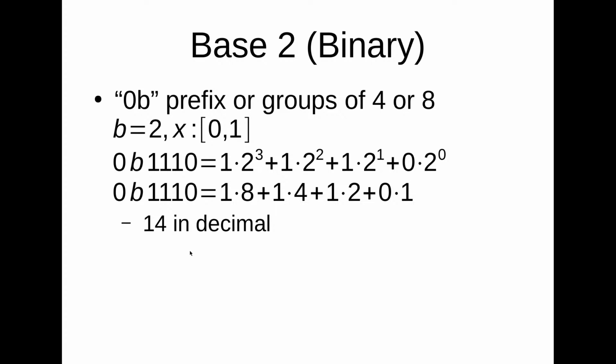And then the natural, I guess, base for computers is base 2 or binary, and you'll often see them either with a 0b prefix in front, or more commonly it's just groups of 4 or 8 zeros and ones. So the digits go from 0 to 1, and for example 1110 in binary means 1 times 2 to the 3rd plus 1 times 2 to the 2nd plus 1 times 2 to the 1st plus 0 times 2 to the 0, which is just 8 plus 4 plus 2, or 14. In these slides, if I'm going to have binary, I'm going to put the 0b prefix in front just to make it more clear.